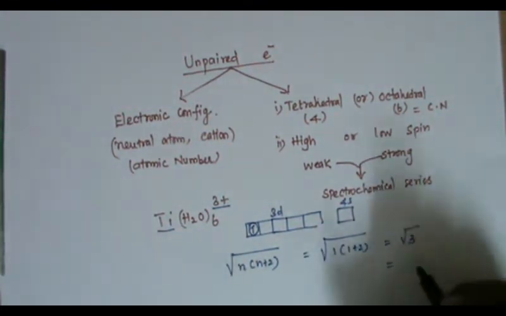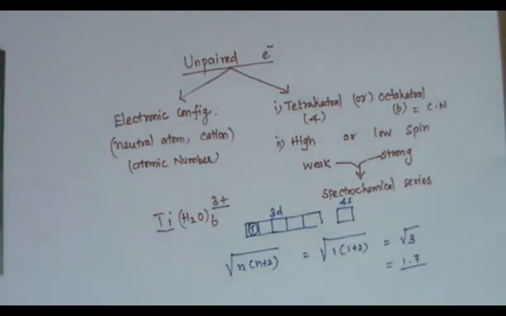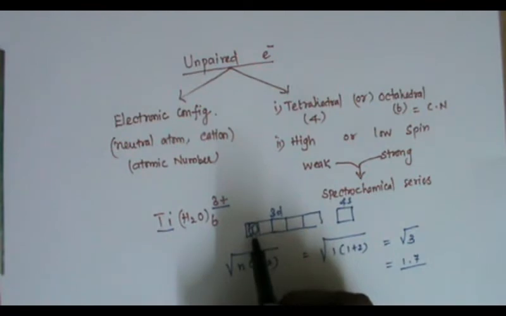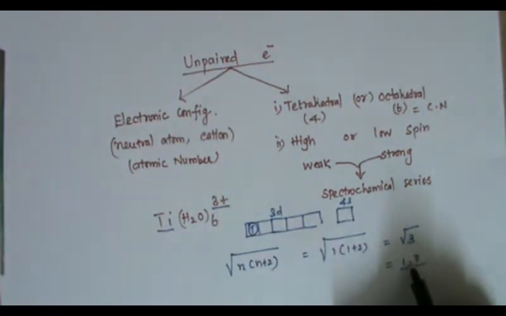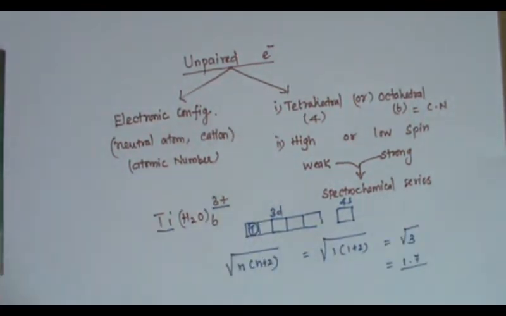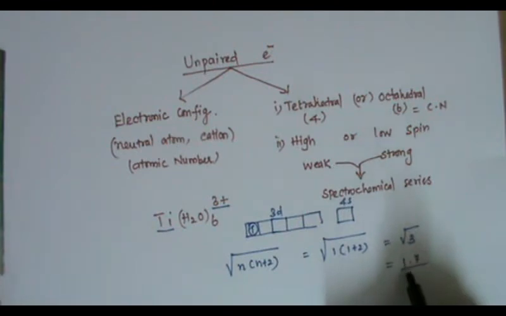If you calculate, this value will be around 1.7 something. So what is the number of unpaired electrons? That much value you will get. Say there are 5 unpaired electrons, this value will be around 5.8 or 5.9.